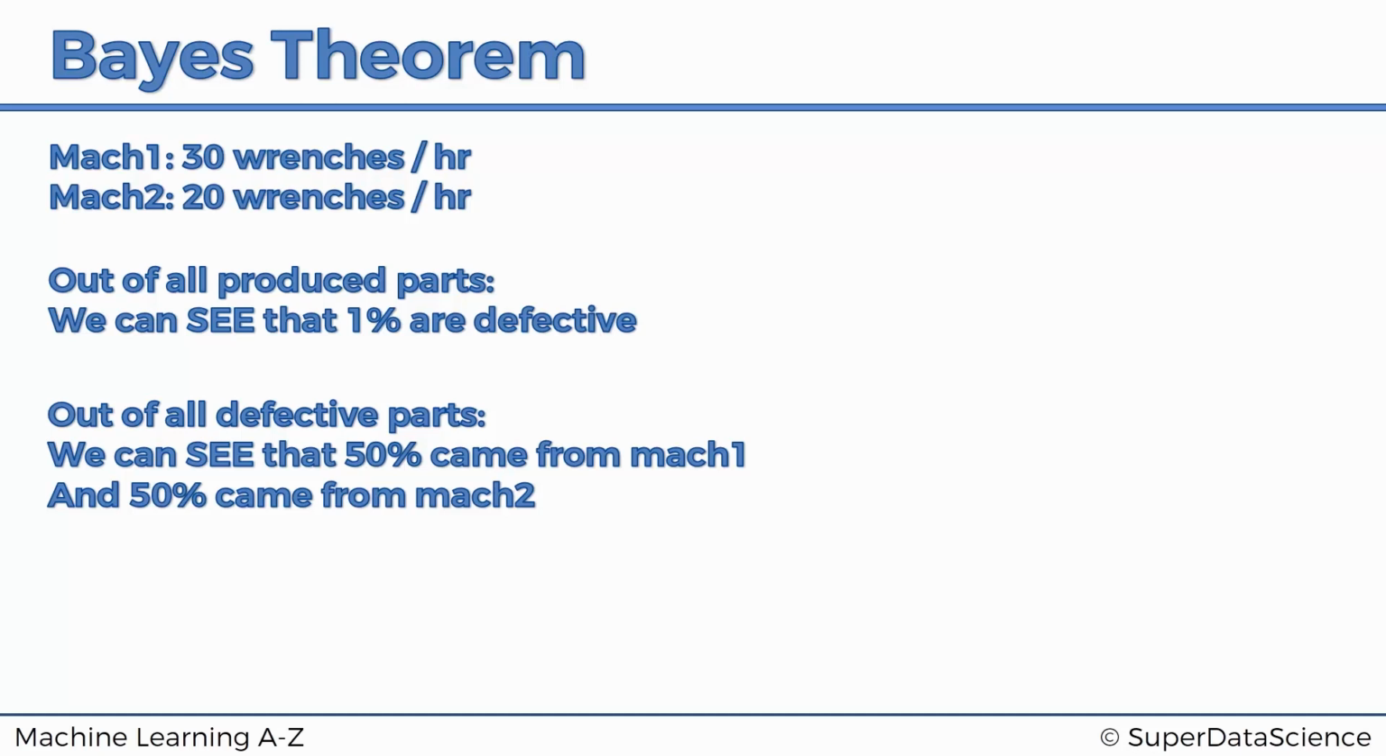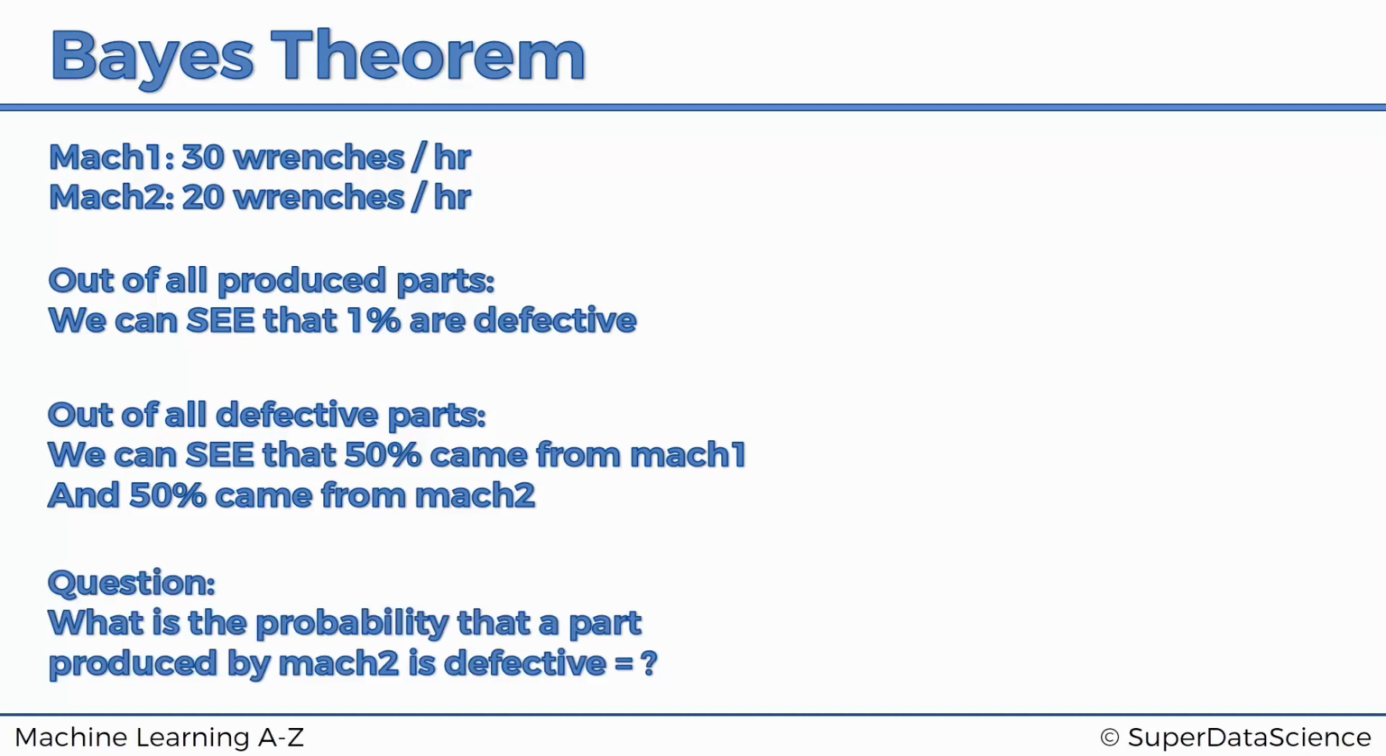So here you can see that if you take only the defective parts, and you calculate how many of them came from machine 1 and how many came from machine 2, you'll see that it's half and half: half of them are from machine 1 and half of them from machine 2. All right, so this is just the defective parts. And the question is, what is the probability that a part produced by machine 2 is defective? That's the same question which we discussed already.